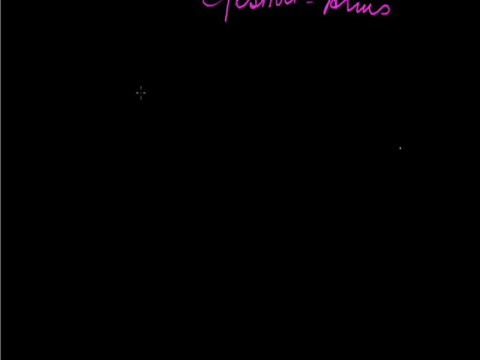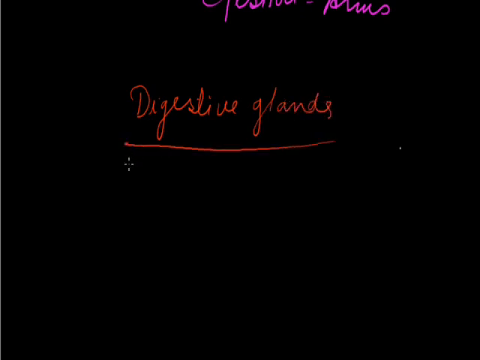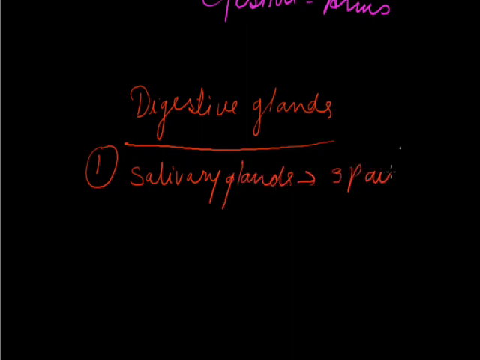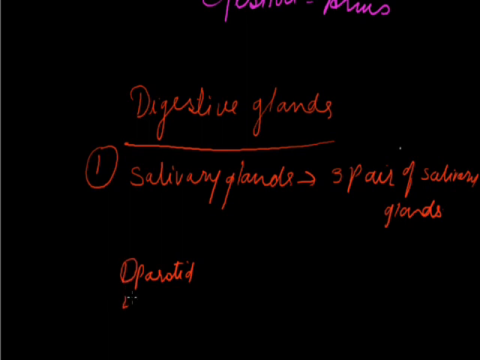Now I am switching on to the digestive glands. There are 5 important digestive glands associated with the digestive system in human beings. The first important digestive gland, present in the mouth, is called the salivary glands. There are 3 pairs of salivary glands present in the buccal cavity. Their names are the parotid gland, second submaxillary, and third sublingual gland.